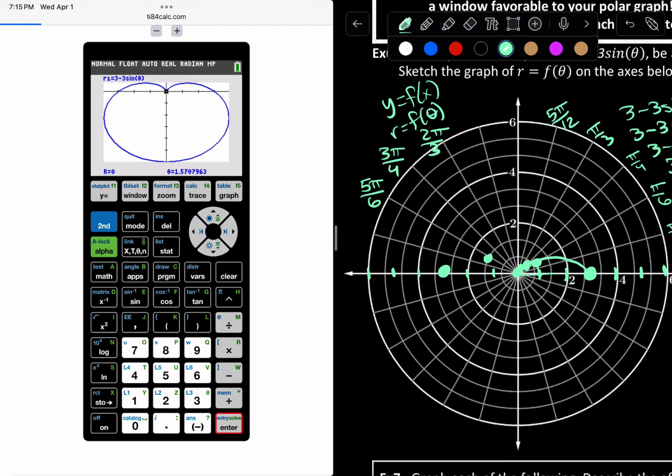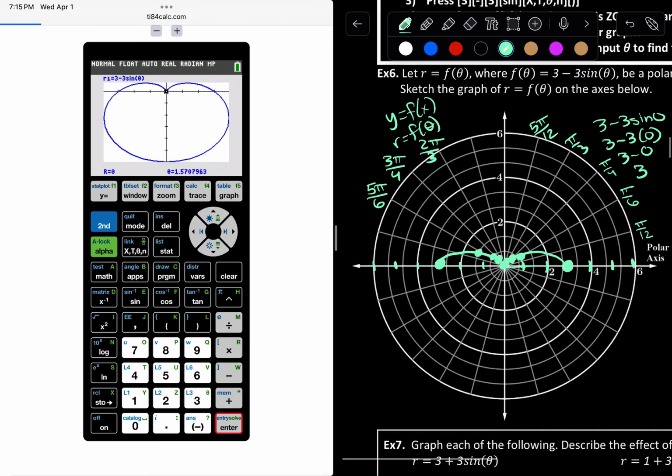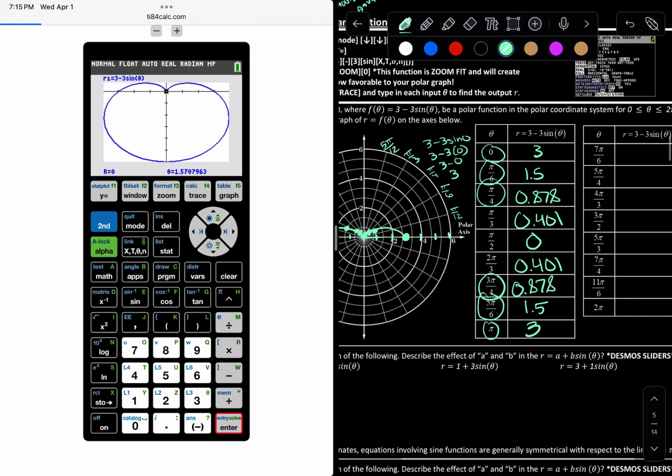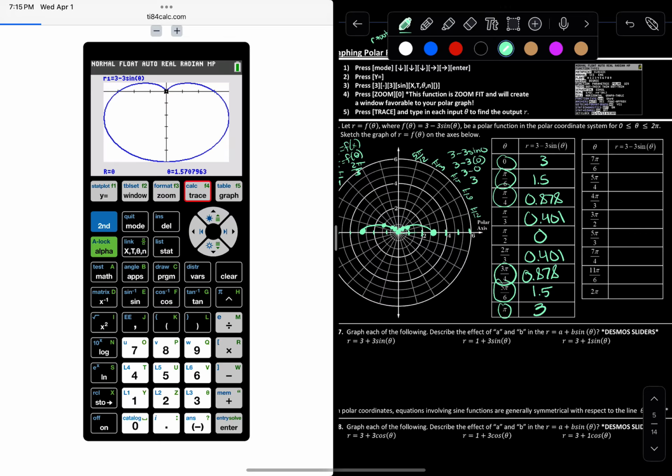And then the rest are coming in pretty close. And then we will draw that out. All right, so now we're entering a new realm of symmetry. 7 pi over 6, if I trace 7 pi over 6, I end up with 4.5.